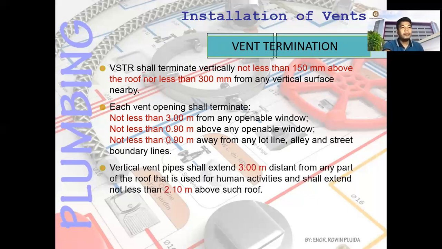Okay. So vertical vent pipe shall extend 3 meters distance from any part of the roof that is used for human activities and shall extend not less than 2.1 meters above such roof. Okay. If you have human activities near your vent pipes, you can have the distance of vertical vent pipe of 3 meters. Okay. If your roof is used for human habitation activities. Okay.